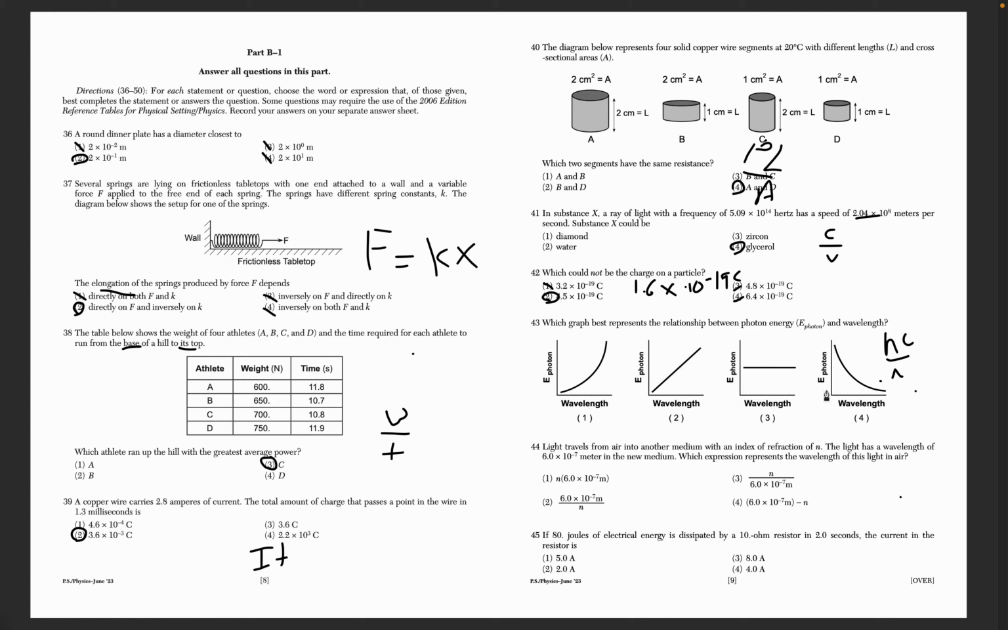Wavelength, since it's in the bottom, is inversely proportional to the energy of a photon, which means it is choice 4. Inversely exponentially, really. Light travels from air into another medium with an index of refraction of n. The light has a wavelength of 6.0 times 10 to the negative 7 meters in the new medium. Which expression represents the wavelength of this light in air?